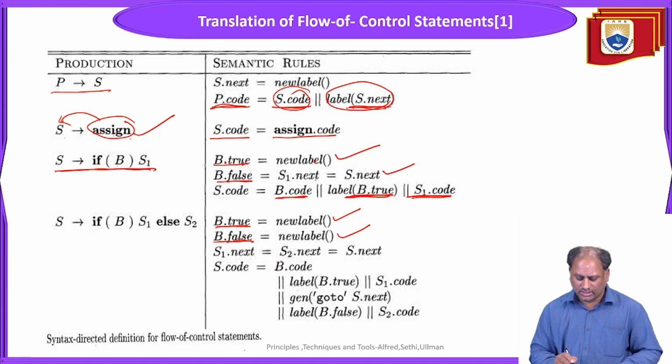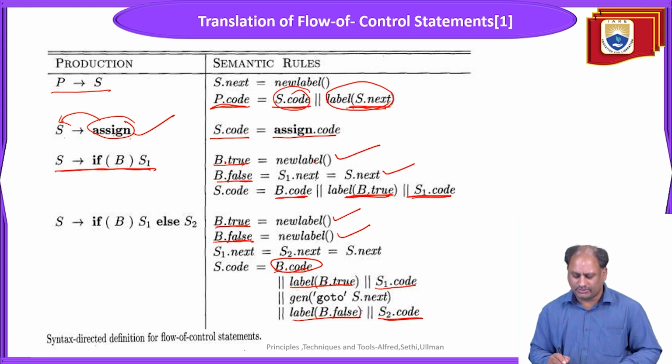Now we have to evaluate the code, that is, it is to be either true, and the corresponding S1 dot code is to be executed. That means it generates a label, and once again it generates S1 dot code. What is S1 dot code? That is to be executed under the true case. Whereas for false, B dot code then returns and S2 dot code will be executed.